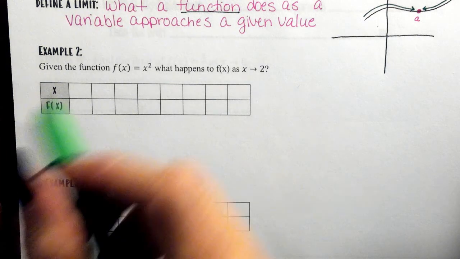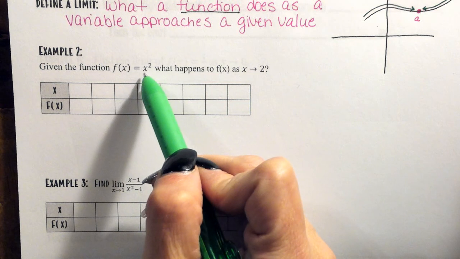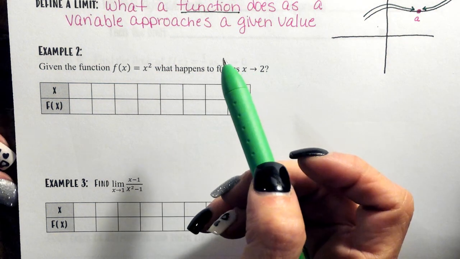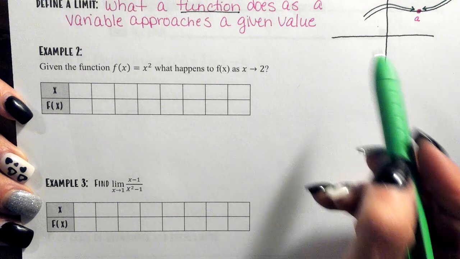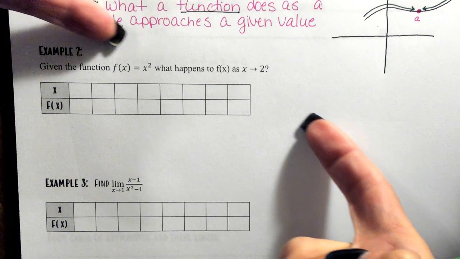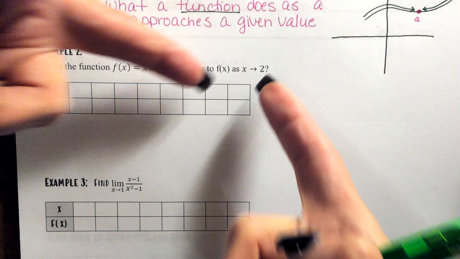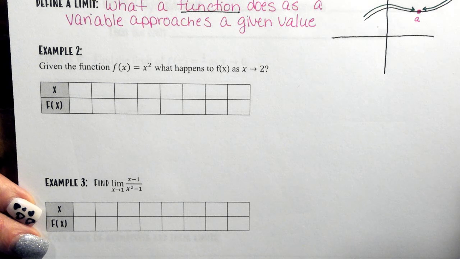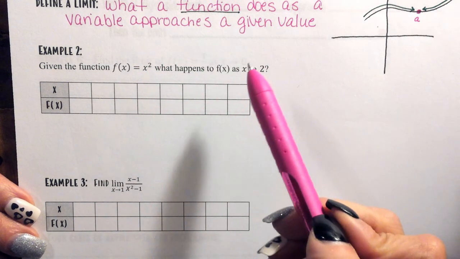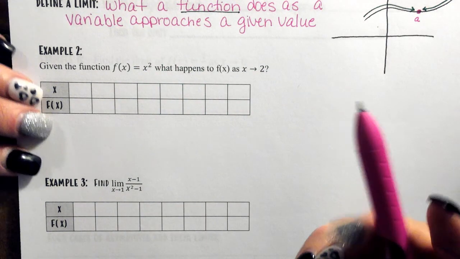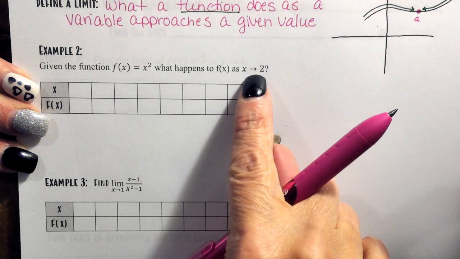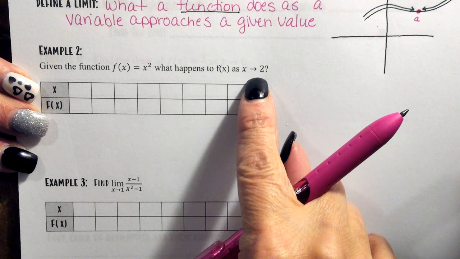So here we go. Given a function f of x equals x squared, what happens to f of x as it approaches the value 2? Okay, so that means I'm going to have a graph, and I'm going to approach that value of 2, and I'm going to see what happens to this function. Now, you've been trained and conditioned to just plug this into your calculator, go to 2, and see what happens. And you can kind of do that. But what we're going to do is approach 2. We're not going to actually reach it.